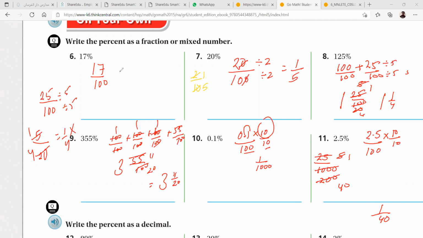6, 17 over 100, you cannot divide with any number. It doesn't simplify because 17 is a prime number. You must know that 17 only comes in the timetable of 17, that is 17 times 1. That's it.